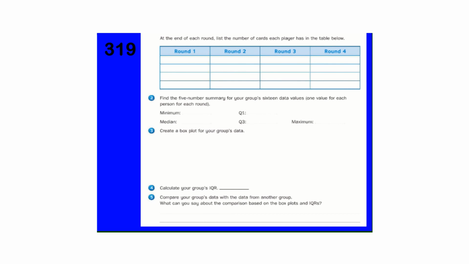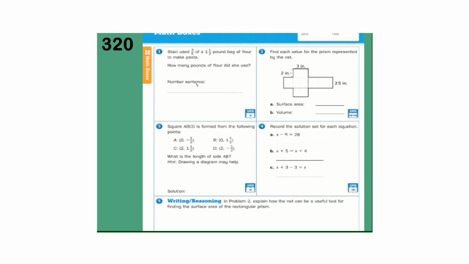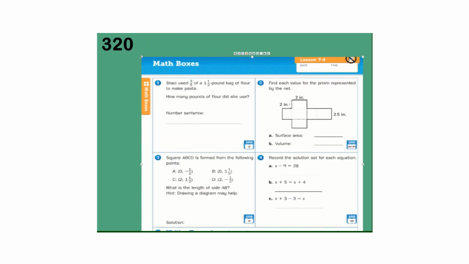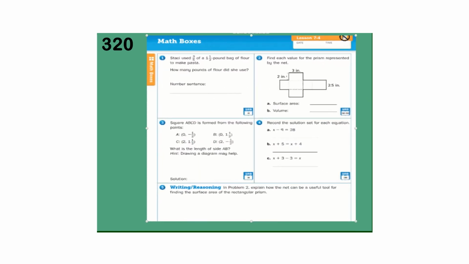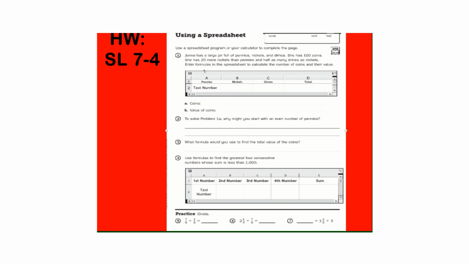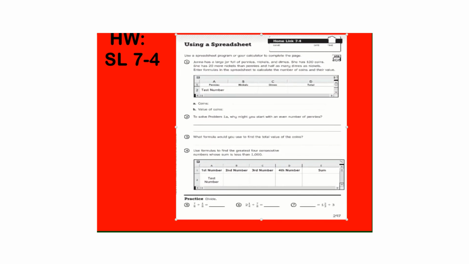Multiplication topic games. Find the 5-number summary for your group's 16 values. We are not going to do that one. So next up is your math boxes. If you want to try that one, go right ahead. And let me put your study link up there. There you are. Go ahead and pause the video and have a good day, everybody.